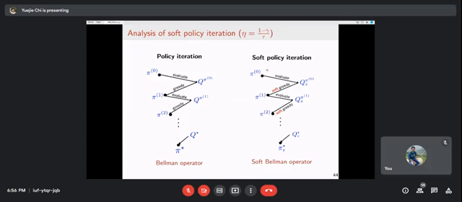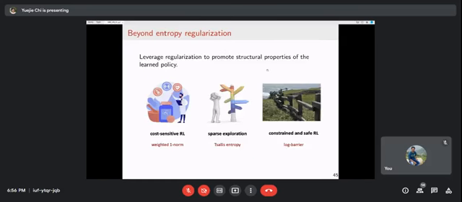So because of time, I'm going to move faster, but just to mention two things, maybe on a high level, this regularization idea beyond just the entropy regularization. It turns out that this regularization is a more general tool that we can also use to promote structural properties of the policy.